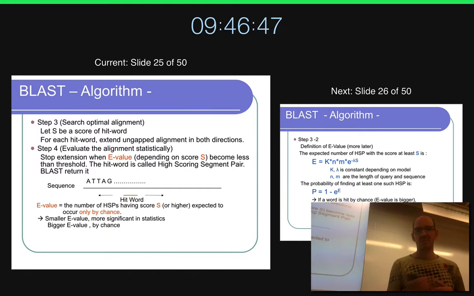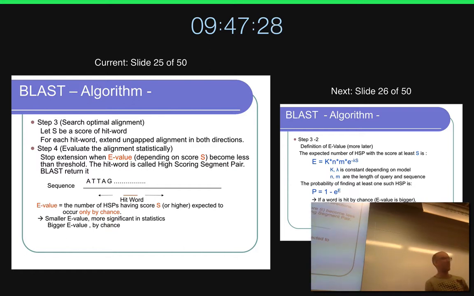So you have what you call an E value. You stop this extension when the E value reaches a threshold. The E value is the expected number of times this occurs by random chance. That's one of the important statistical measures to use in bioinformatics. How likely is it that I find this score in this alignment by chance? A small E value means it's very unlikely. An E value of 10 to minus 3 means that only if I do 1,000 tries, I find it once. So that means it's quite unlikely.